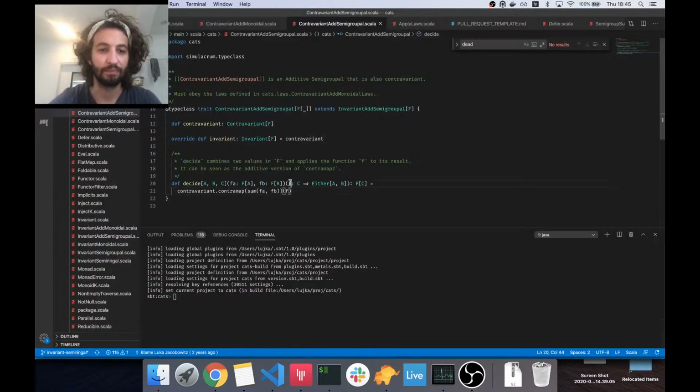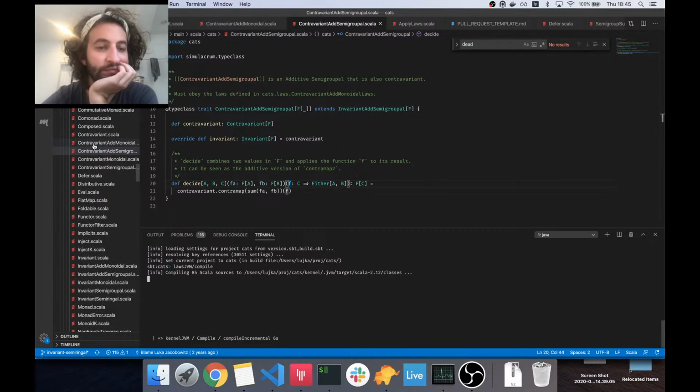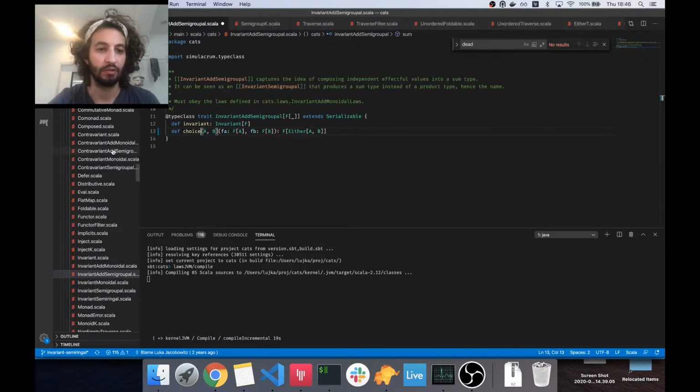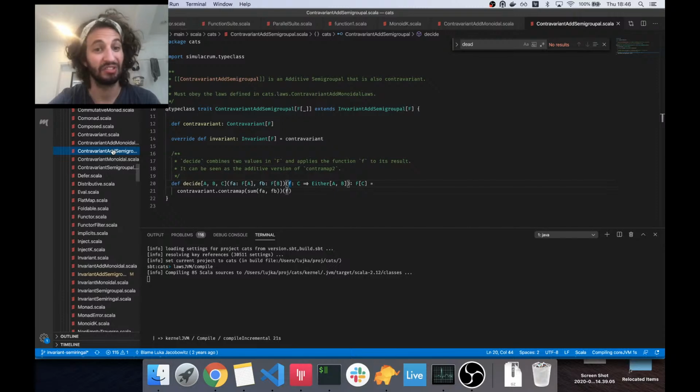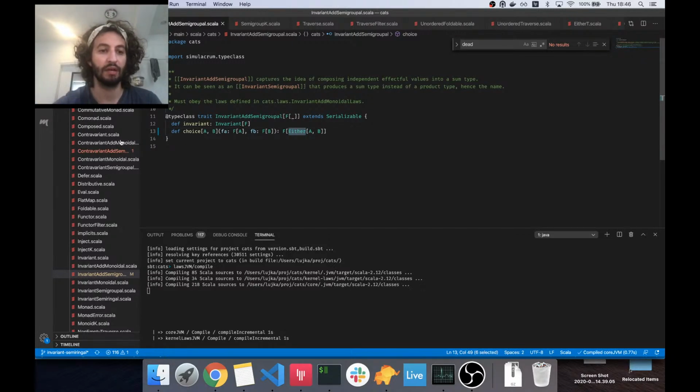But okay, let's actually implement stuff. So we got rid of that flag for now. Just want to see if this compiles. And what we should do is rename this sum. I'm going to rename it choice, because I called this thing choose. No, I called it decide. Yeah, because sum is already a thing for semigroup K, and we want to keep that.